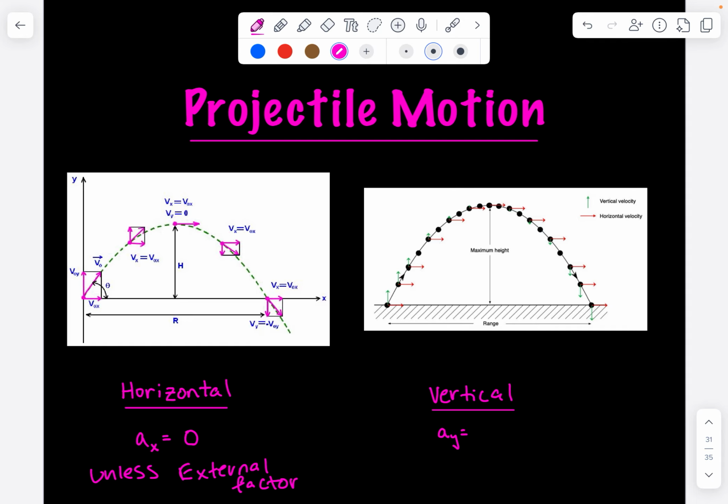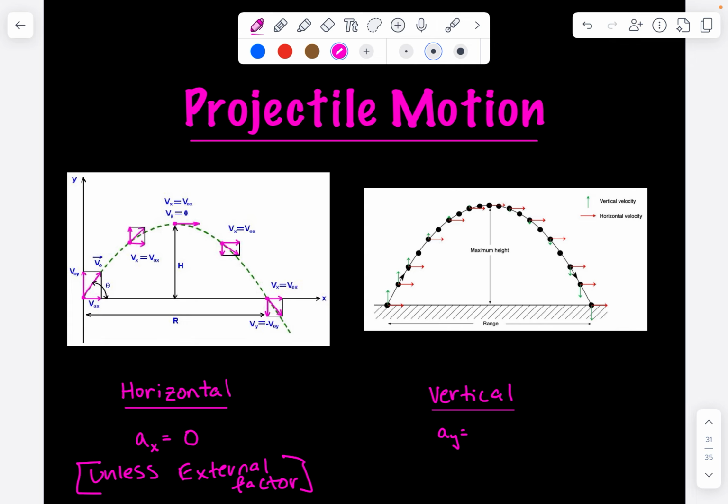Meaning, say I'm pushing the object to the right. However, at that point, it doesn't become projectile motion. Projectile motion happens as soon as something is launched. So even if I throw something completely horizontally, as soon as it leaves my hand, that is when it becomes a projectile motion problem. So horizontal acceleration is always 0 unless there's an external factor, which you can kind of ignore, but that is the general gist.